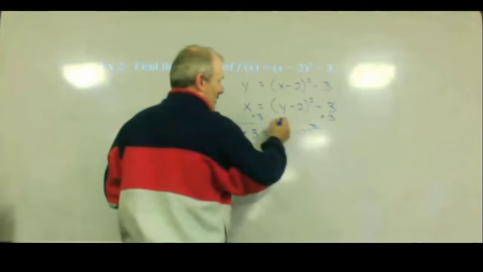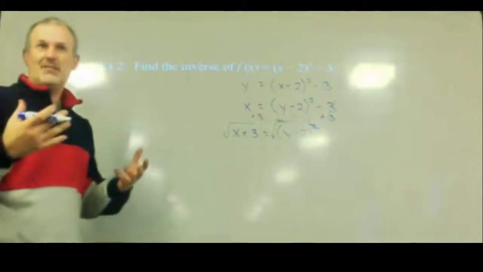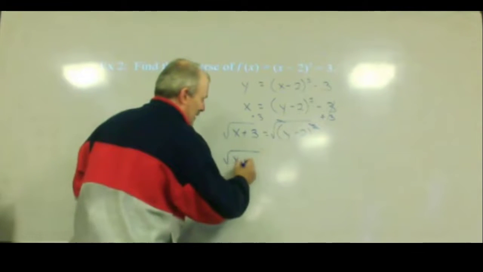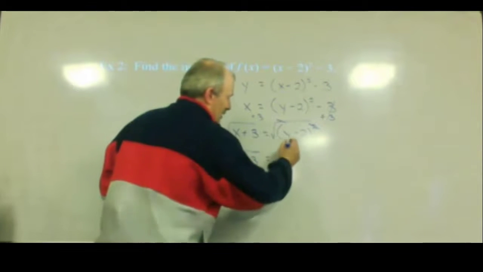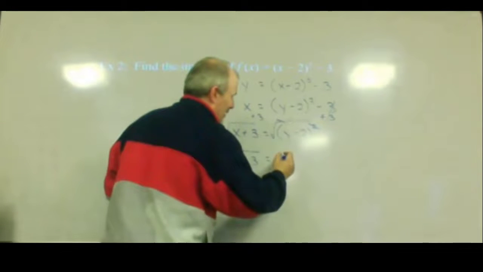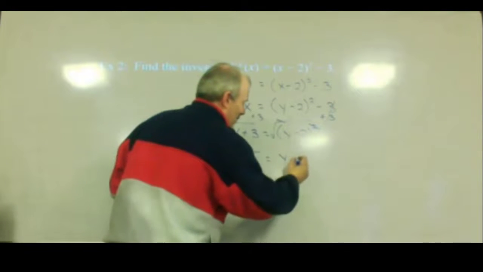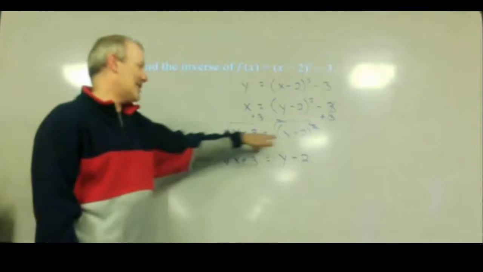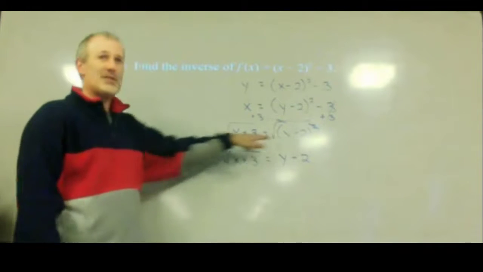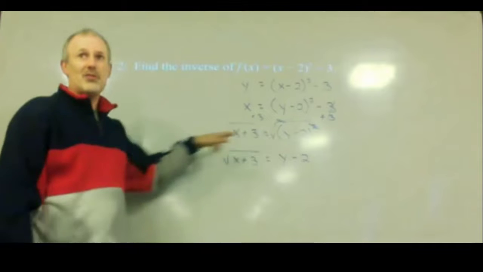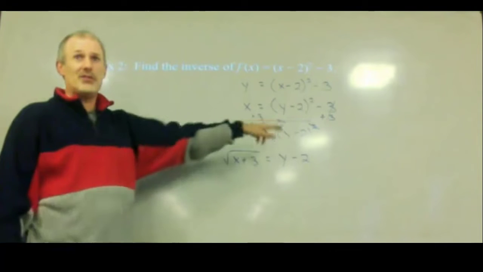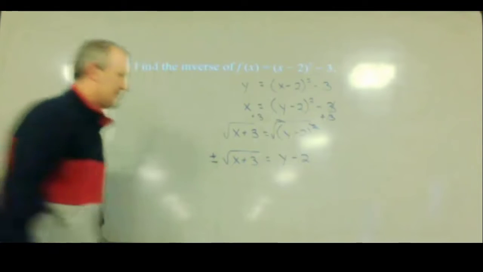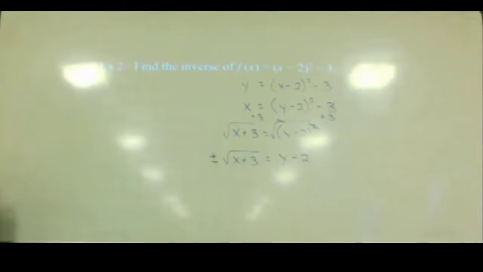So this cancels that out. It undoes it. So now we have the square root of x plus 3 equals, and since we took the square root of that, or yeah, we got rid of that, we just have y minus 2 over here. But the one thing we have to remember is we just did this step where we took the square root of both sides. What do we always have to remember to do anytime we take the square root of both sides? Plus or minus, in front of that radical.